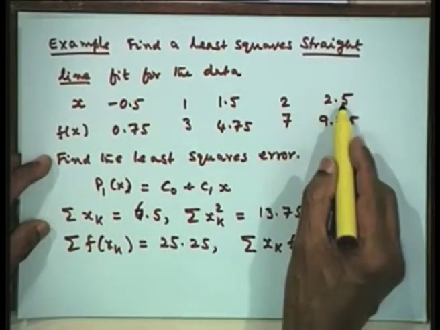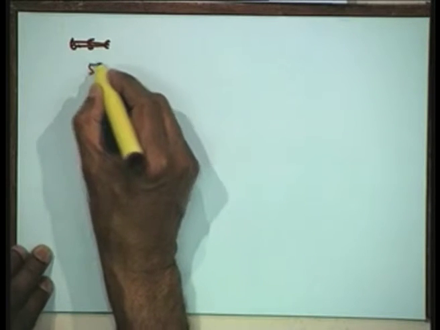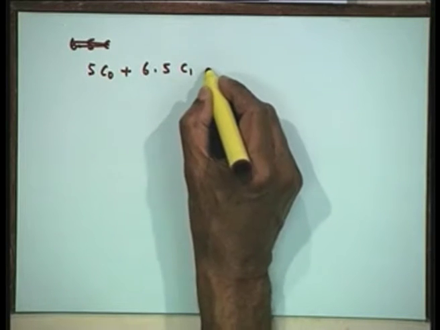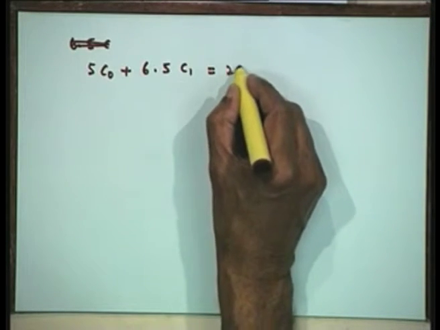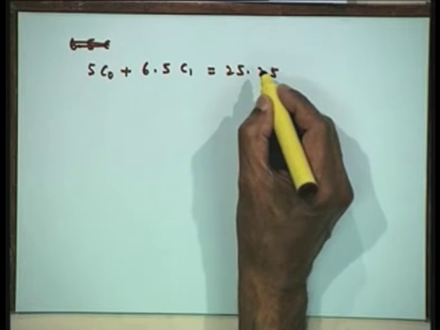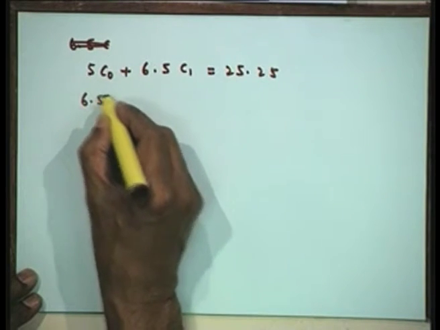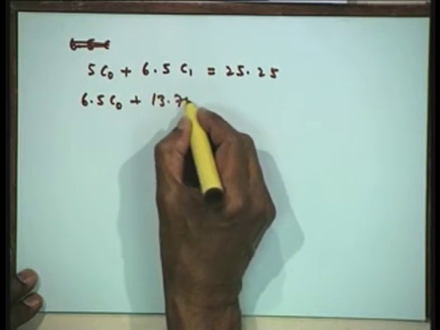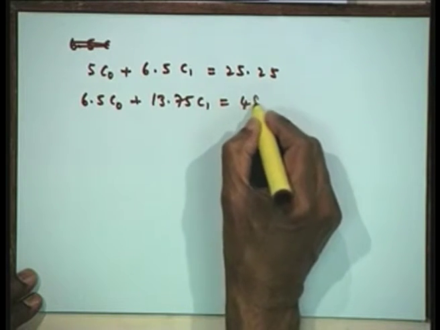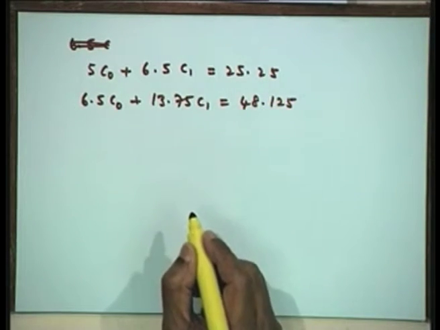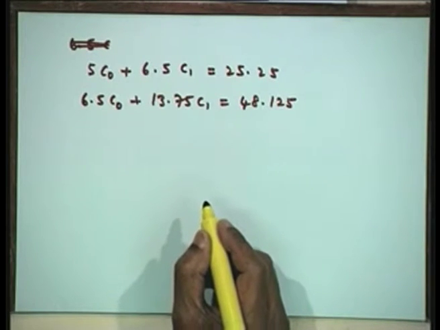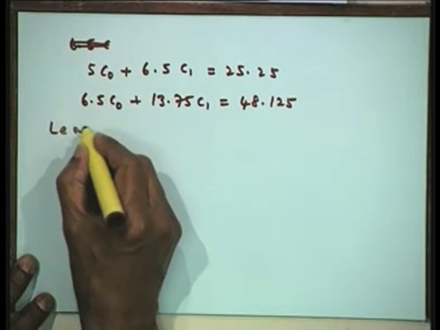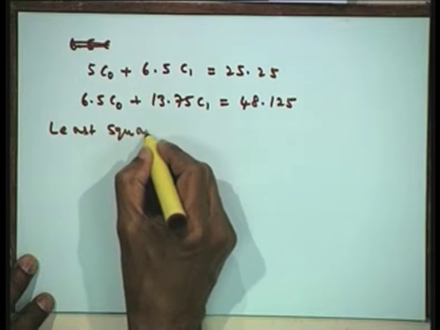The data points are 5 points. So, we have 5 times C naught plus 6.5 C 1, and that is equal to summation of f x k, 25.25. This is 6.5 C naught plus summation x k square, 13.75 C 1, and that is equal to 48.125. Now, you can solve this for C naught and C 1, and then we want to find out what is the least square error.